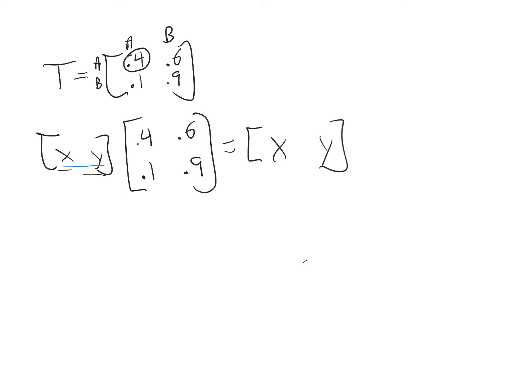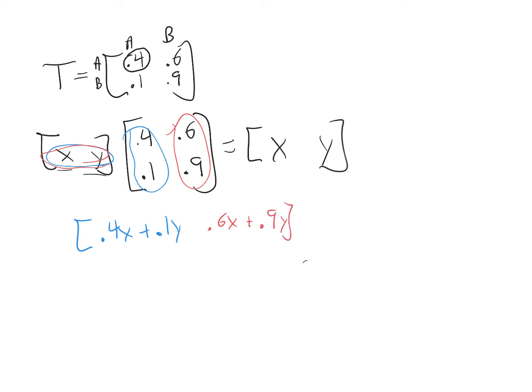And so now I'm going to multiply these matrices, and I'm going to match up the first row and first column. And so 0.4x plus 0.1y, and then I'll match up first row and second column, and so 0.6x plus 0.9y. And this has to equal the other side, and the other side is x y. Well, the only way two matrices are equal is if their first slots are equal, and their second slots are equal. And so I know that 0.4x plus 0.1y has to equal x.